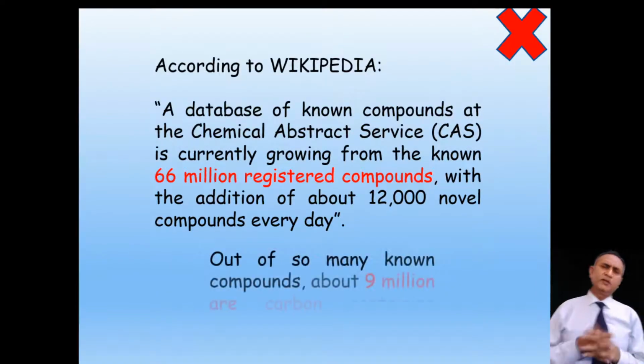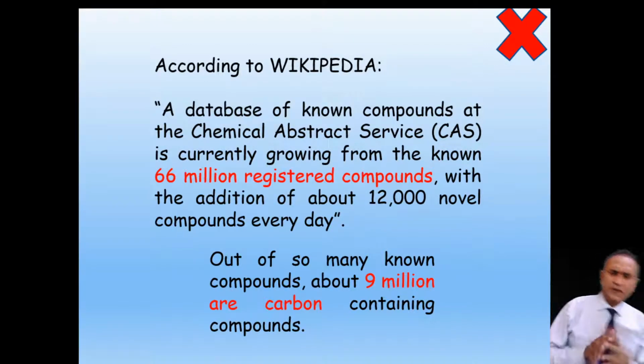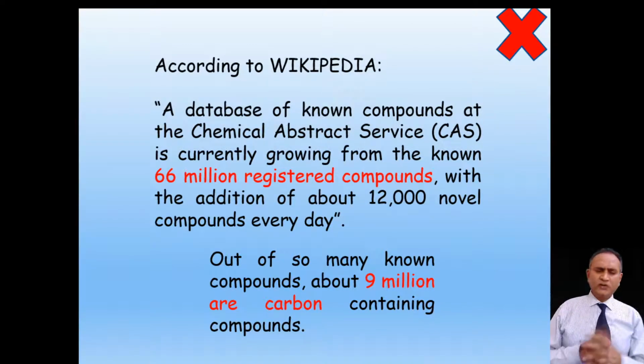According to Wikipedia, let me tell you one thing. Whenever you see a cross at the right top, it means this slide is just to provide extra info. No need to learn it. So according to CAS, Chemical Abstract Service, there are about 66 million compounds. And out of 66 million compounds, 9 million are carbon compounds.